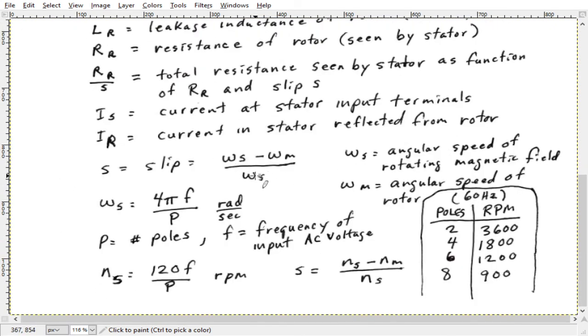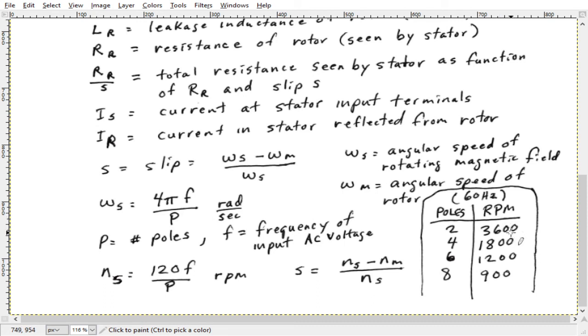Here's some more stuff on slip that we talked about. Let's look at this right here. For a 60 hertz AC line coming in, if you have 2 poles, then you're talking about 3600 RPM. If you have 4 poles, you're talking about 1800 RPM, about half of that, like I said before. If you have 6 poles, it's 1/3 of that, or 1200. And if you have 8 poles, it'll be 1/4 the speed. So more poles means a slower angular velocity.